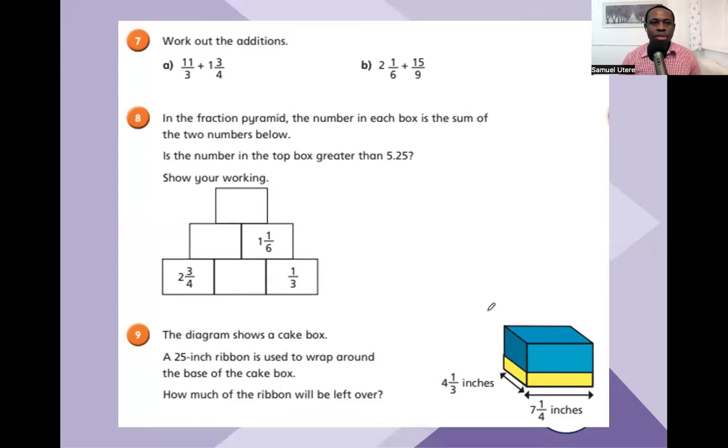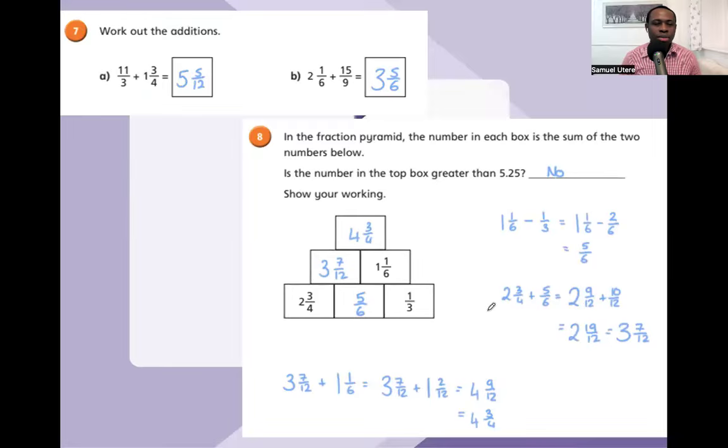Pause the video and answer questions 7, 8, and 9 in 5 minutes. Assuming you've paused the video and you've answered questions 7, 8, and 9, here are the answers. So here you were asked to work out the calculations. So you can simply write the whole on the side because you're adding, and then add 11 over 3 plus 3 over 4. I don't want the video to be too long, so I'm not going to explain this any further. By now, you know how to add mixed numbers and improper fractions. And so these are the answers for the other ones.